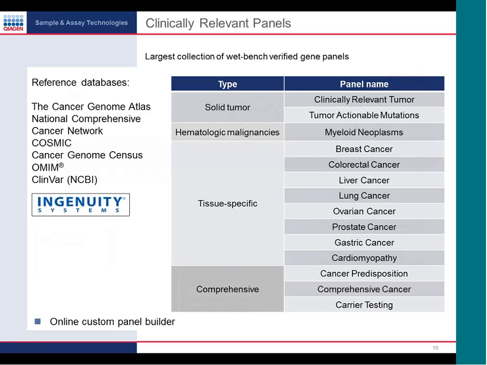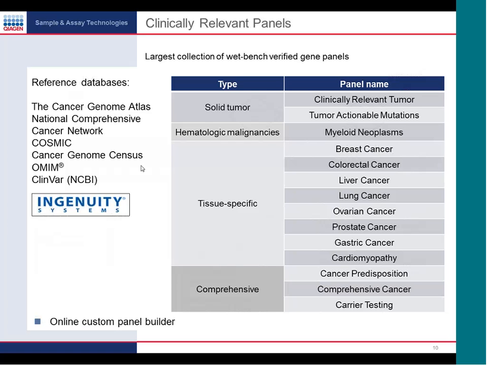And a lot of work has been done to ensure that the genes which we are selecting in these panels are clinically relevant. So we have spent a lot of time going through all different databases like TCGA, NCCN, COSMIC, ClinVar, as well as our proprietary Ingenuity knowledge base to ensure that we are picking the genes which are the most relevant for your specific cancer type.